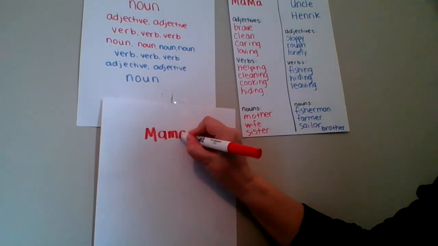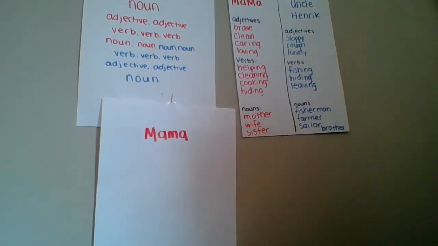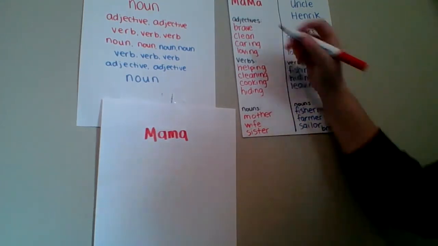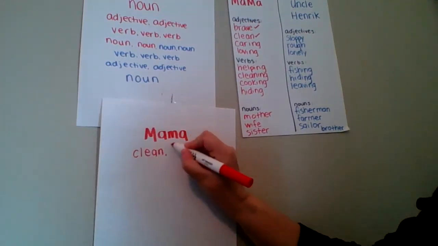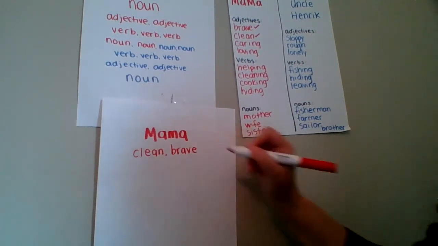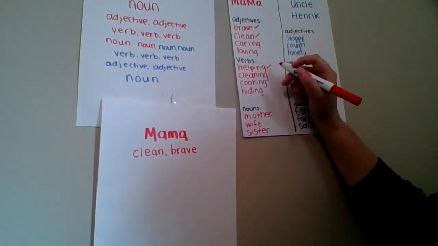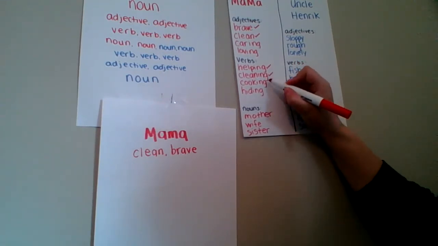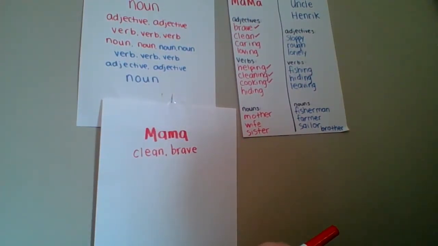Mama. Now I need to choose 2 adjectives to describe Mama. I'm going to choose clean and brave. The reason that I don't really want to choose caring or loving is because I'm going to use those ing suffixes in my verbs, and I don't want to become repetitive when I'm writing. Now I'm getting to my 3 ing verbs. I'm going to say helping, cleaning, and cooking. But you know what? Now that I'm looking back, I do have clean. So I'll say hiding instead.